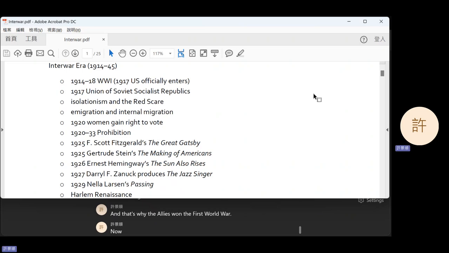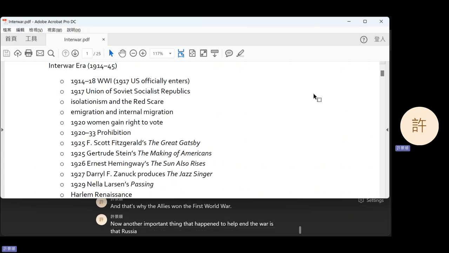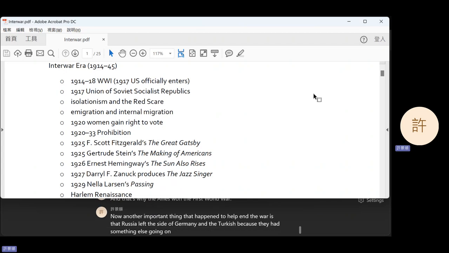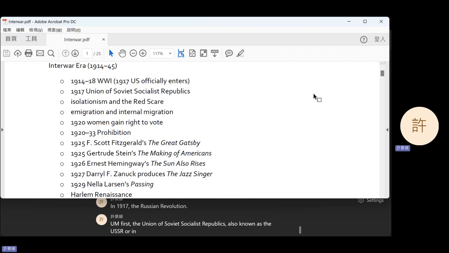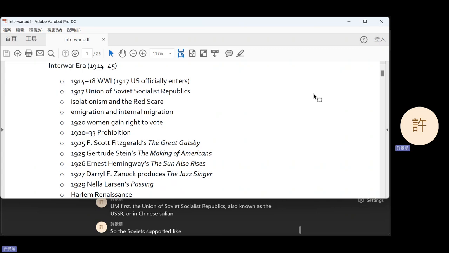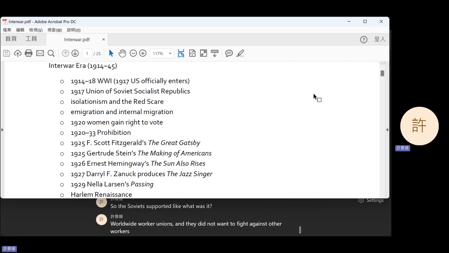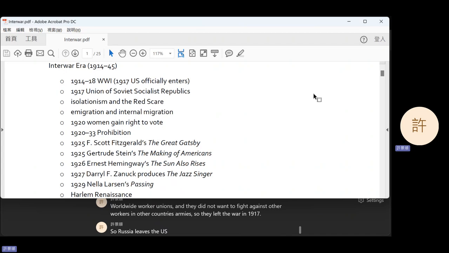Now, another important thing that happened to help end the war is that Russia left the side of Germany and the Turkish because they had something else going on. In 1917, the Russian Revolution birthed the Union of Soviet Socialist Republics, also known as the USSR, or in Chinese, 苏联. So the Soviets supported worldwide worker unions, and they did not want to fight against other workers in other countries' armies, so they left the war in 1917. So Russia leaves, the U.S. enters. That's how the Allies win.